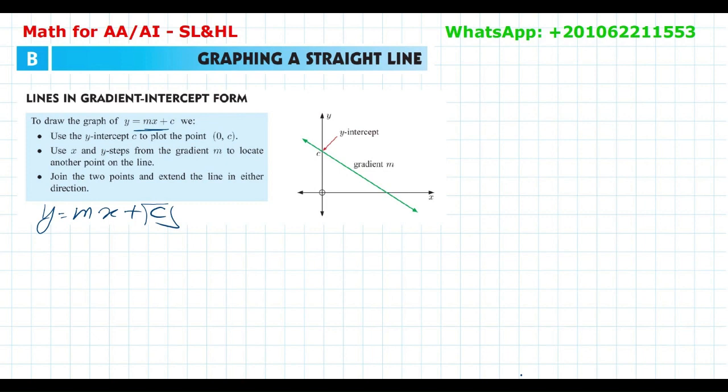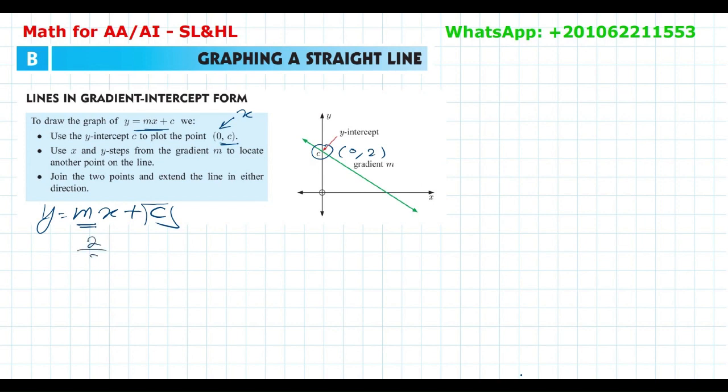Then you're gonna plot it. The y-intercept means the first point, which is (0, 2), for example. In this scenario, he said use the y-intercept c to plot the point (0, c). That means x should equal 0. After that, you're gonna use x and y steps from the gradient m to locate another point on the line. Then you're gonna use the gradient, the slope, could be a half, could be 2 over 3, could be 1.